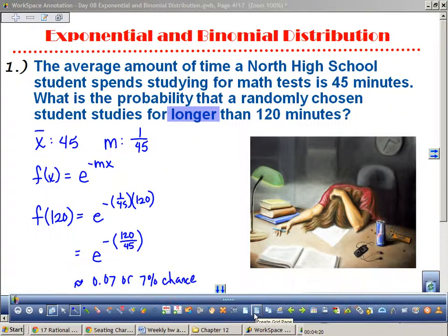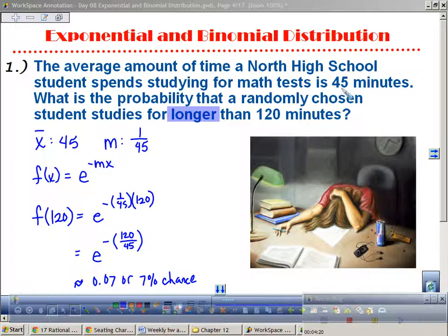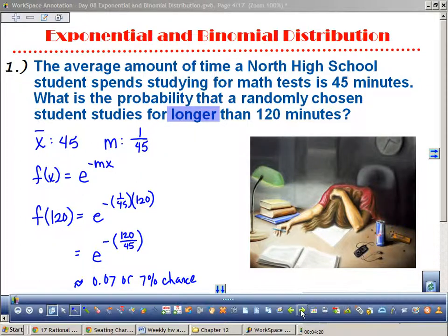All right, let's go back and talk about the reasonableness of this. Is a 7% chance reasonable if we're talking the average is 45 minutes? Yeah. So those that are spending 120 minutes, they would be a small percent, right? Yeah. Okay.